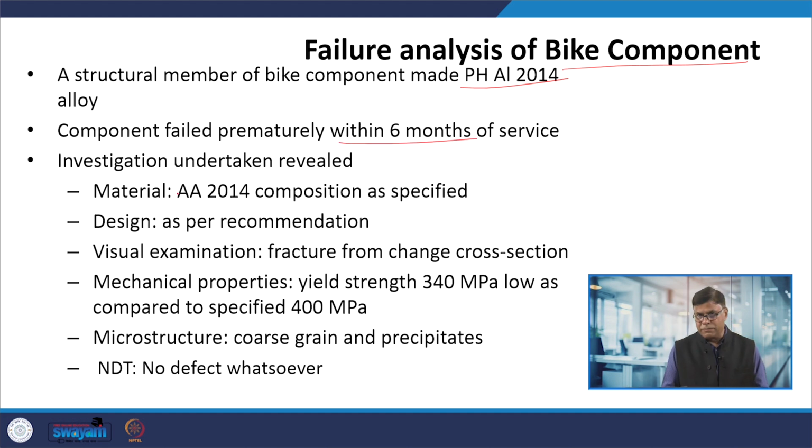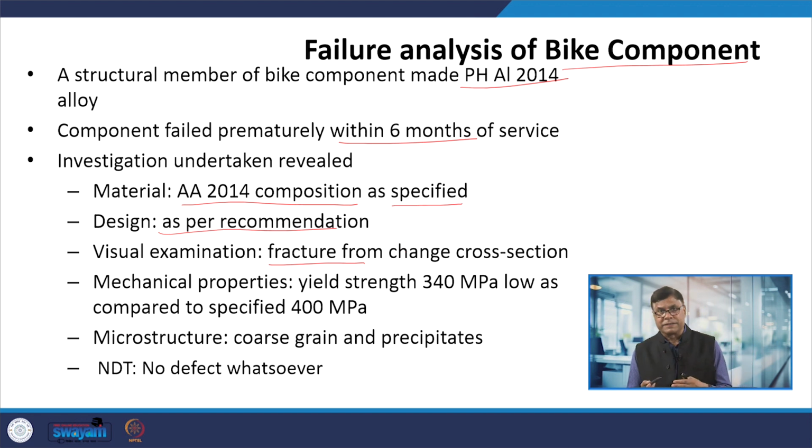So, when the investigation was undertaken, it revealed that the material composition is as specified. So, there is no problem as far as the material composition is concerned. Design was also checked and it was found that it is as per the recommendation. So, that part is also clear. Visual examination of the failed component showed that the fracture occurred from the section where there was a change of cross section. So, obviously, there would have been a fillet or some kind of change of cross section, and the stresses tend to get localized in that zone.